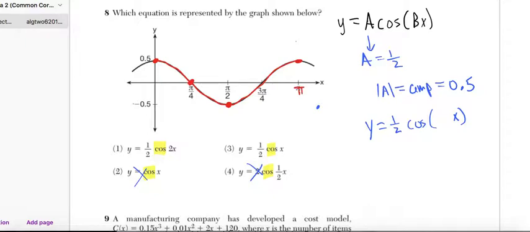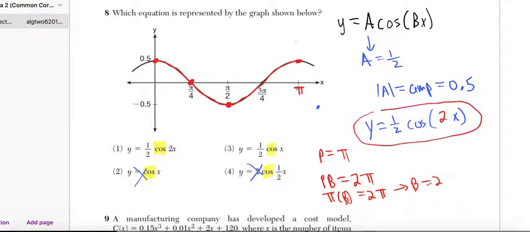Pi is the period. So P equals pi. There's a relationship: the period times the frequency is always equal to 2 pi. Since the period is pi, pi times b equals 2 pi, and dividing both sides by pi tells us that b equals 2. So we have to have a 2 here. This is what the equation has to be: y equals 1/2 times cosine of 2x. So the answer is choice 1.